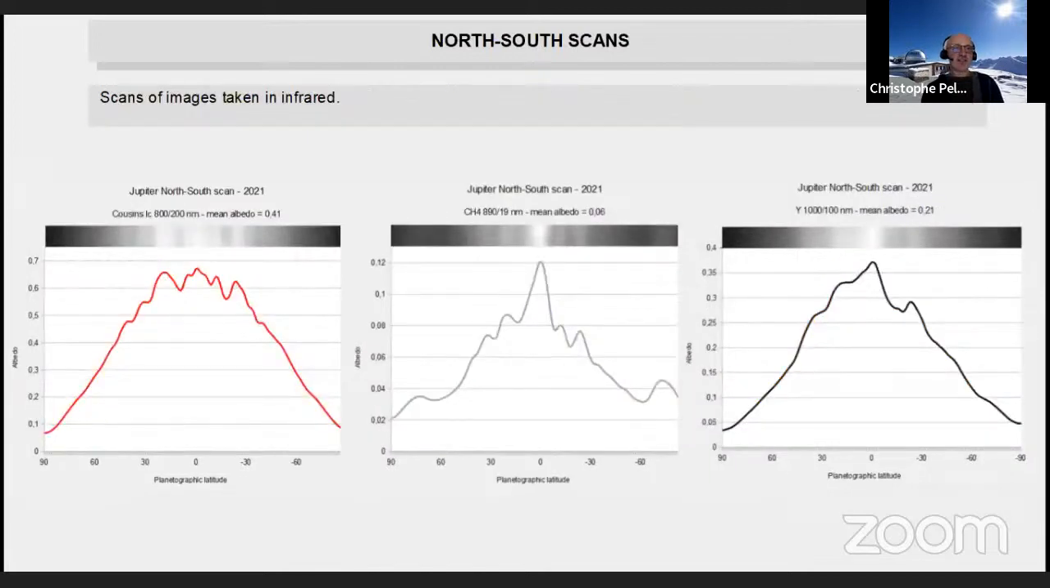These are scans of imaging taken in infrared. It is also possible to do this in the Cousins infrared band at left, in the methane band in the middle, and the wide band at right.